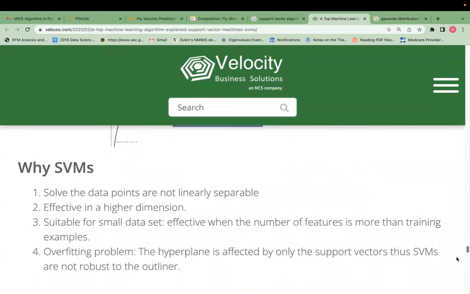Now, why is it used? It is best used for separating non-linearly separable data. If your data has a lot of dimensions, it means many features are there. Dimensions means features. In higher dimension data, that means when you have a large amount of features, support vector machines are good. They are suitable for a small training data set with higher dimension. Generally, we don't prefer more variables and fewer observations, right? We want more observations and fewer variables. If you have more variables and fewer observations, we call it high dimensional data.